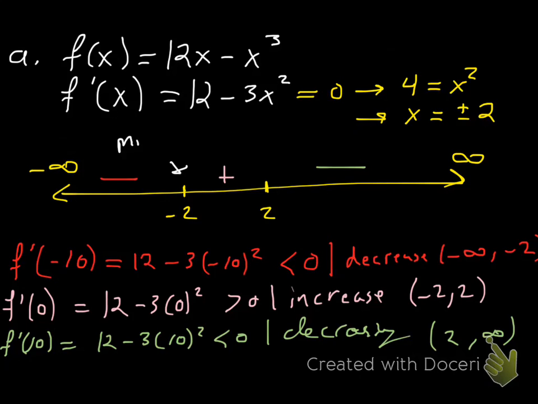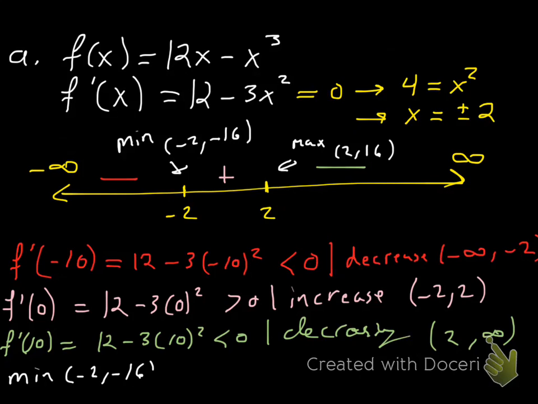I need to find the location of those two points, because usually they want to know where these extrema are occurring. At negative 2, we plug negative 2 into the original function, and it'll be negative 24 plus 8, or negative 16. For the maximum, we plug in 2, and we have 24 minus 8, which is 16. So our extrema are a minimum at (negative 2, negative 16) and a maximum at (2, 16).